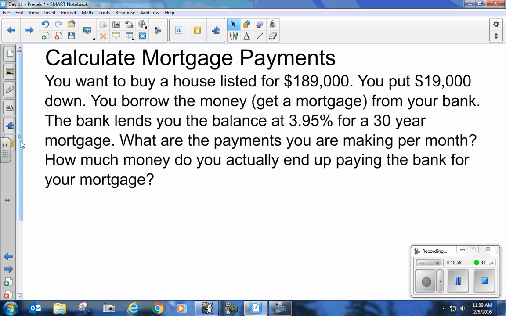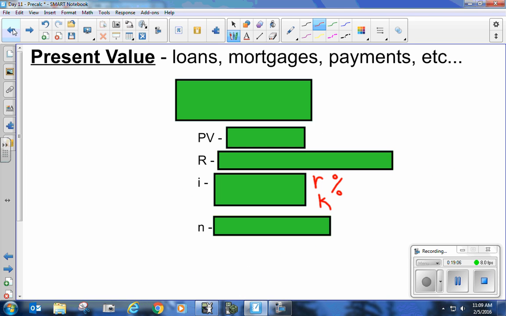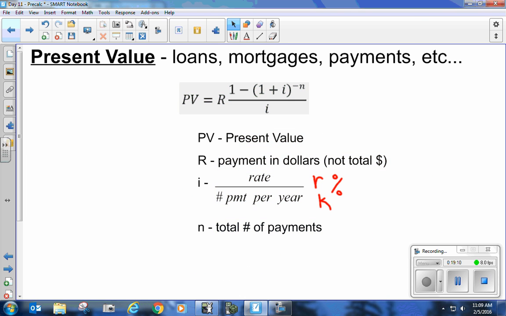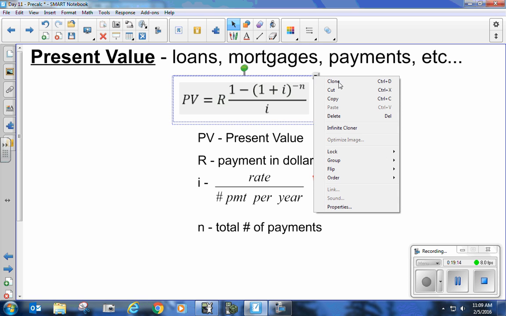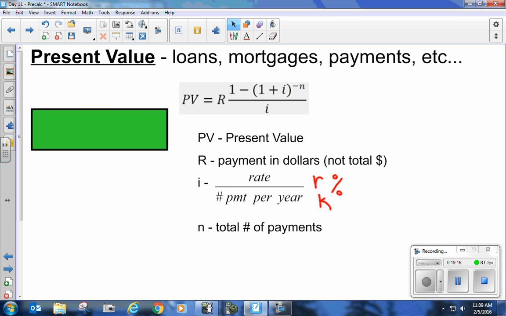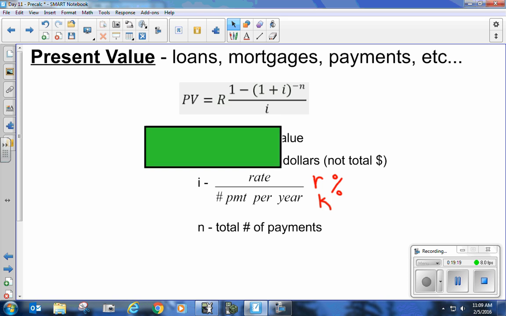Now, what payments are you making per month? So what variable am I solving for here? And it says what payments. What letter back in our equation right here are we solving for? The R. Now I'm going to show you something, because I like you guys.